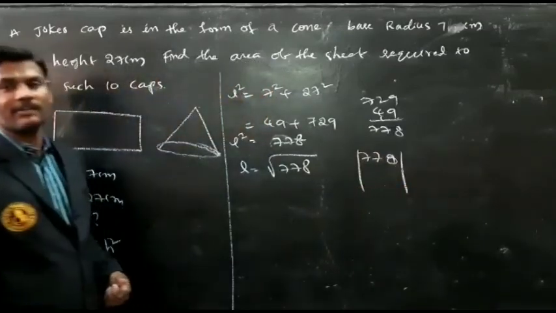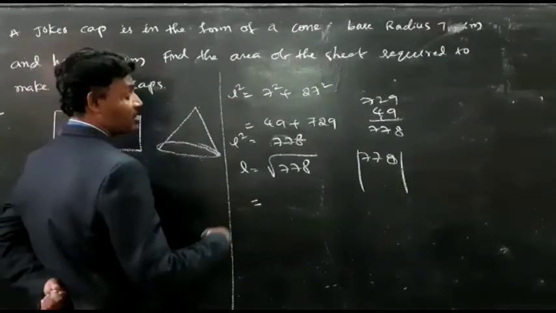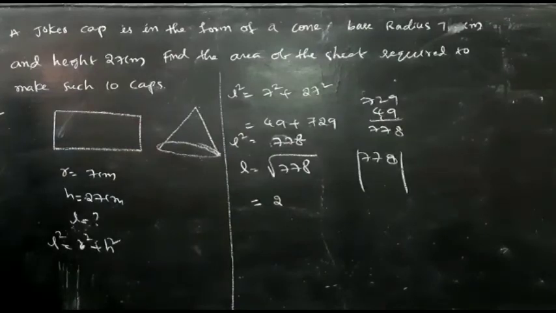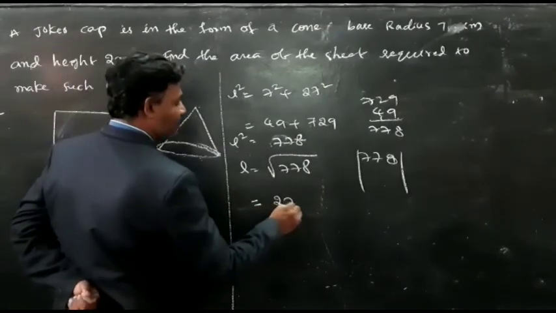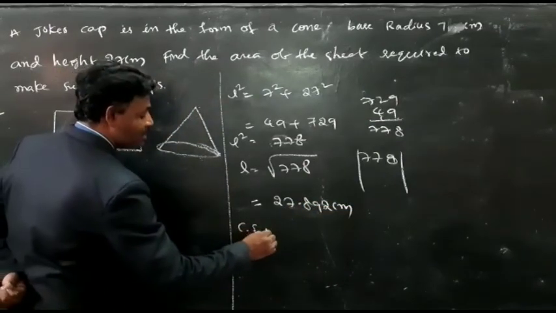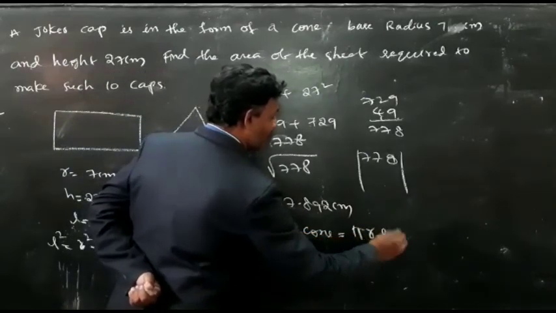Already you know the division method from 8th class. We can find the square root of 778 by using the division method. Already you know about that method. You learned it in 8th class. It is nothing but 27.892 centimeters. Now the curved surface area of a cone is given by the formula pi RL.